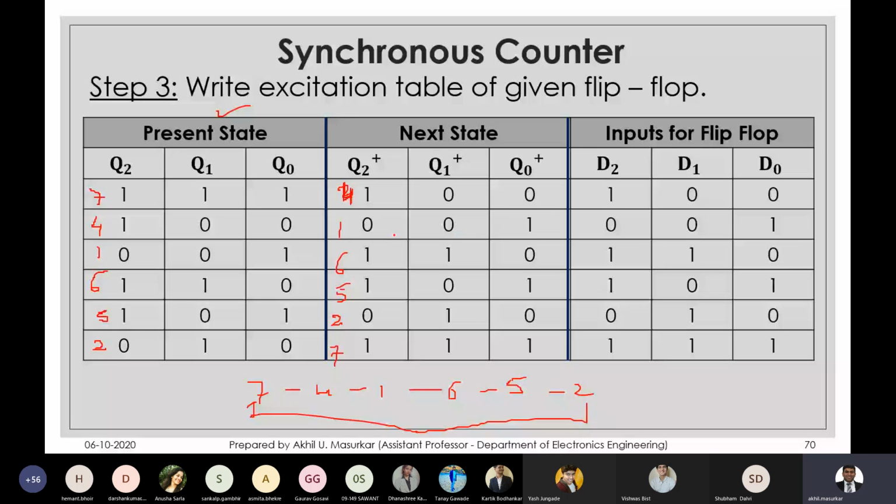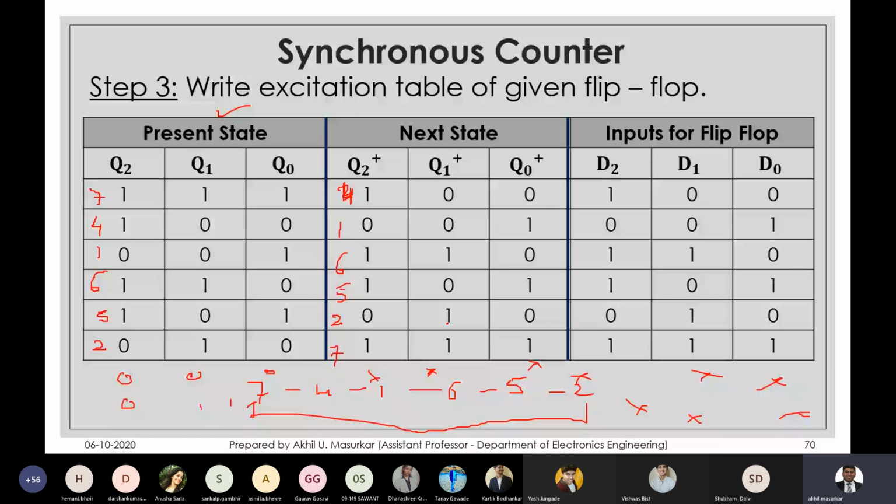So by default, we can consider them as don't care. So we can consider here 0, 0, 0. The next state is don't care, don't care, don't care. And here also we can have don't care. And then we also have 3, that is 0, 1, 1. So that also we can put it as don't care. Not a problem.